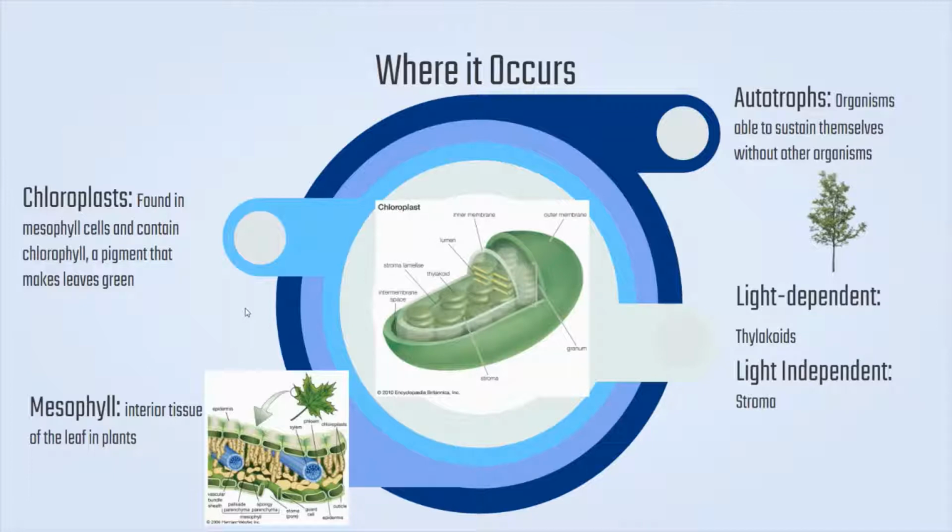And photosynthesis is divided into two steps, the light-dependent and the light-independent reactions. And the light-dependent will occur in the thylakoid membranes, whereas the light-independent will occur in the stroma, or the outside section of the chloroplast.